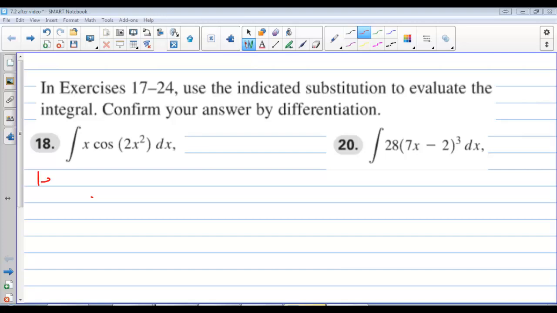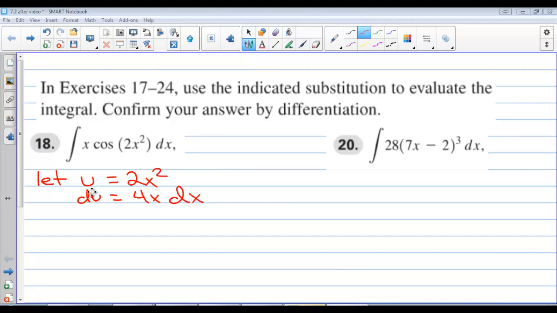We're going to let u, this is section 7.2, right? Let u equal 2x squared, because that's the function. Now, we need a function and its derivative, but all we really need is a function and a multiple of its derivative. So then du is equal to 4x dx.